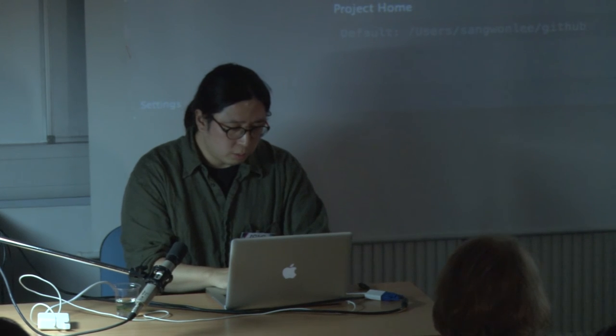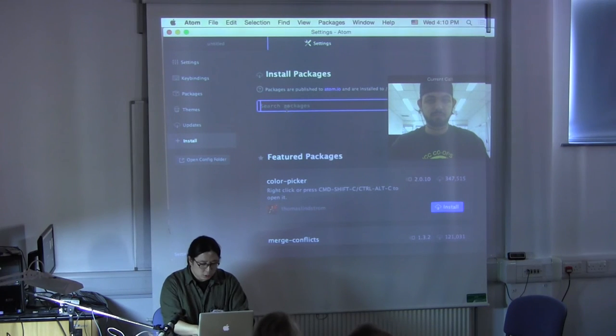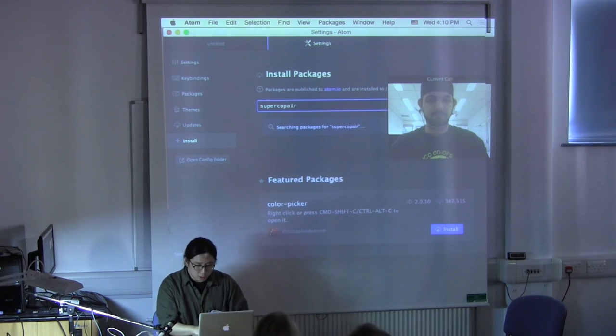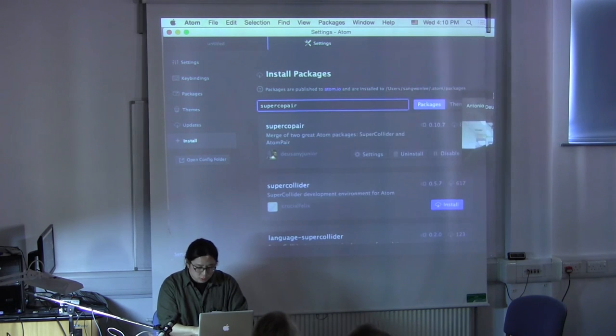So how you install it is very easy. You go to the settings view, and then install, just search SuperCollider, and because it's not installed yet, you'll see this blue thing.